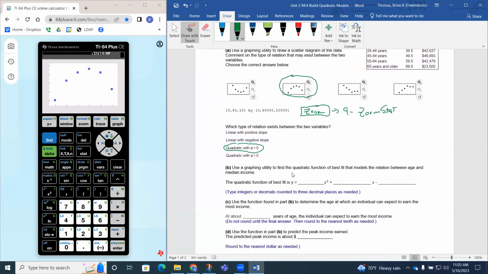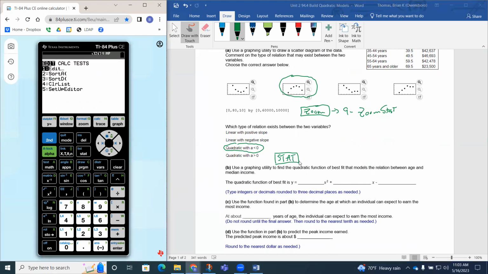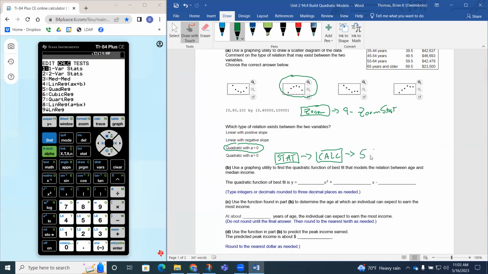Part B says, use a graphing utility to find the quadratic function of best fit that models the relationship between age and median income. So this is where, again, we're going to go back to stat. So we'll hit the stat button, and we'll slide over to calculate. So slide over one. And notice the one that does quad regression, number 5. So number 5 is that quad regression. That's going to give us the quadratic function of best fit.